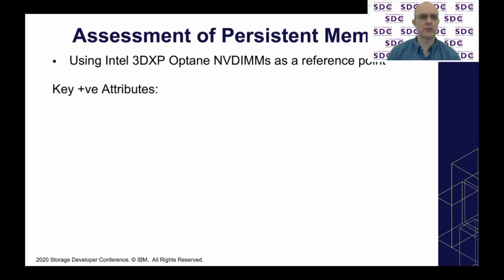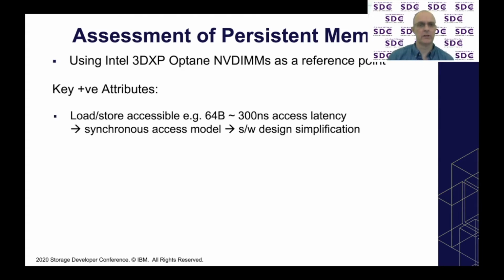Let's look at some of the key positive attributes of this technology. First, it's load-store accessible. That means that the CPU can actually issue instructions to retrieve the data directly. For example, a 64-byte read or write will take in the region of 300 nanoseconds access latency because the transfer is coming across the memory bus as opposed to the PCI Express bus. This gives us the potential for a synchronous access model, which ultimately helps us to simplify the software design.